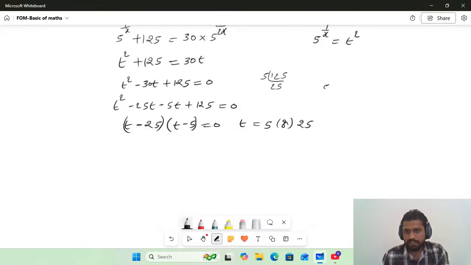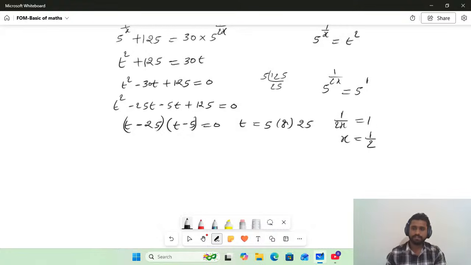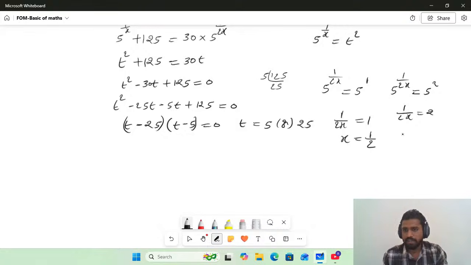If we substitute here, 5 power 1 by 2x equals 5 power 1, so 1 by 2x equals 1, so x equals 1 by 2. One value is x equals 1 by 2. One more value: 5 power 1 by 2x equals 5 square, so 1 by 2x equals 2 and x equals 1 by 4. So x equals 1 by 2 and x equals 1 by 4.